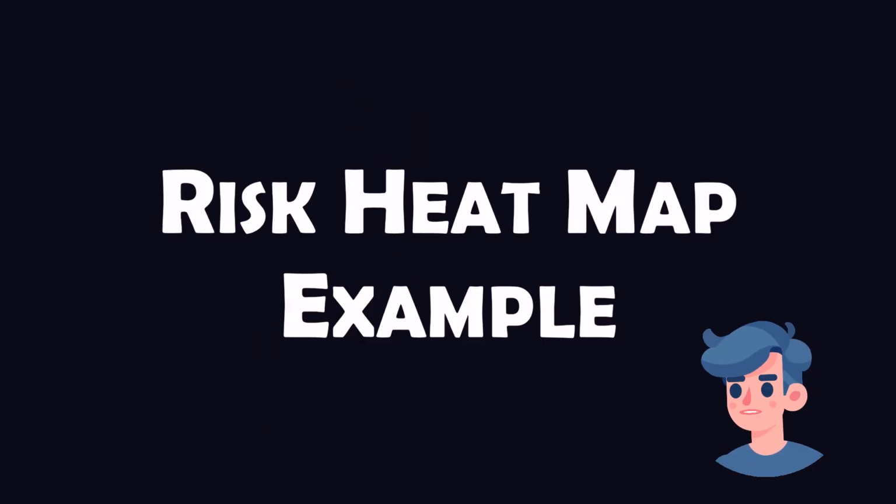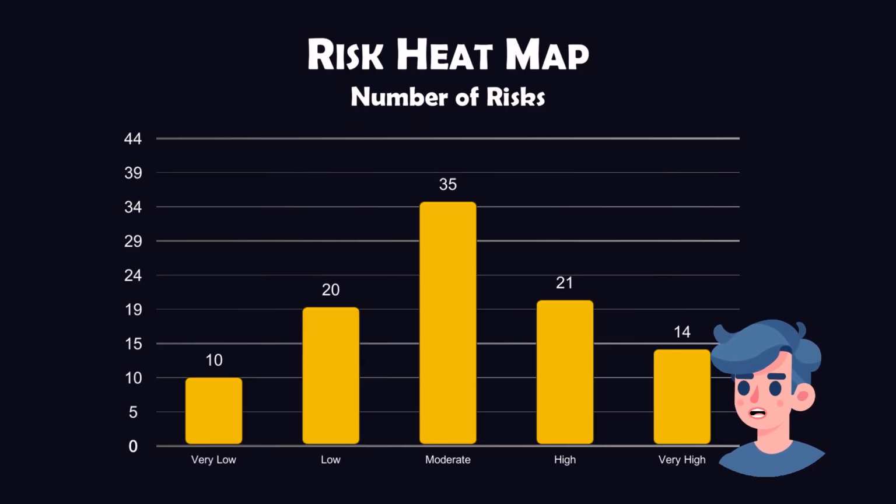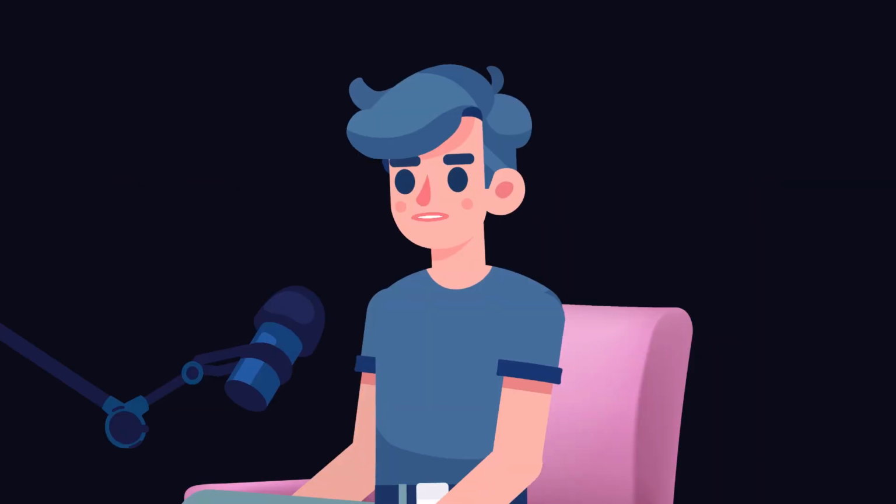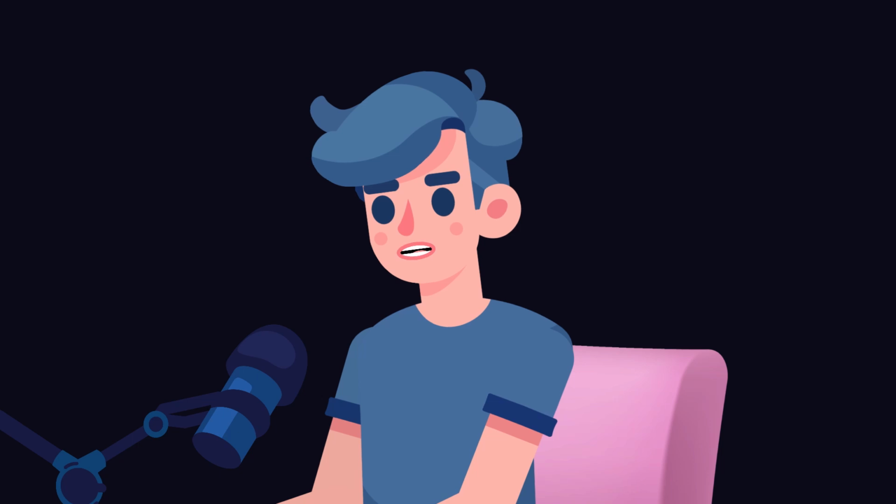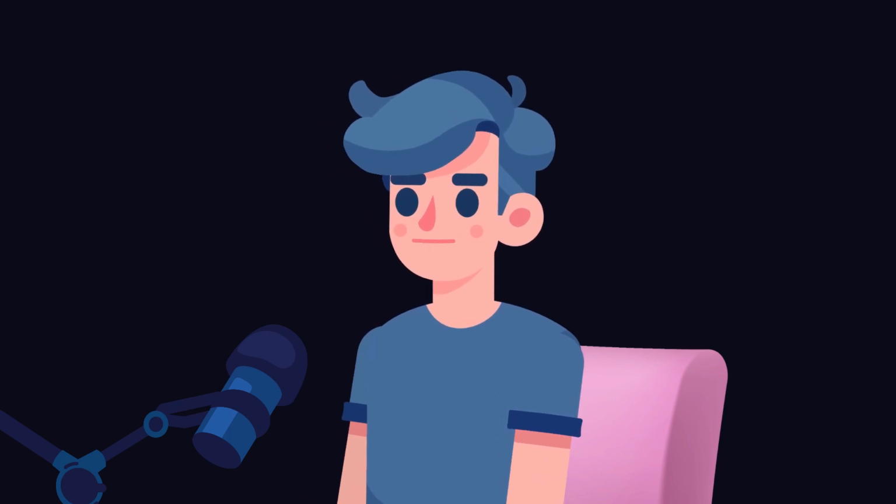To visualize how the risk assessment process works, consider a company that uses a risk heat map to categorize risks based on their severity and likelihood. Here's what that might look like. As you can see, higher risk areas are more crowded, indicating where resources should be focused. This ensures that the most critical risks are addressed first.